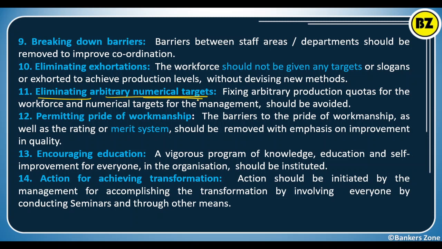Now eliminating the arbitrary numerical targets means what? Arbitrary numerical targets means fixing an arbitrary production quota for the workforce, and numerical targets for the management should be avoided. For example, you have targeted on a year-on-year basis that your bank should increase profit by 18%. This is an arbitrary numerical target. How can we achieve it? We cannot guarantee. There may be some situation like COVID which will result in NPAs. So we cannot guarantee, so that should be eliminated.